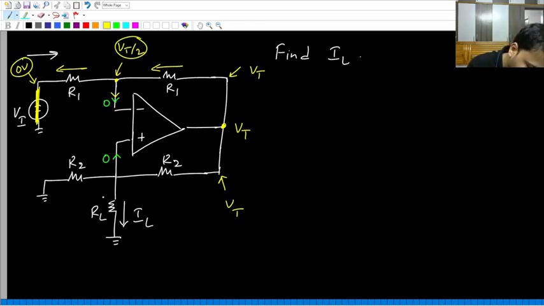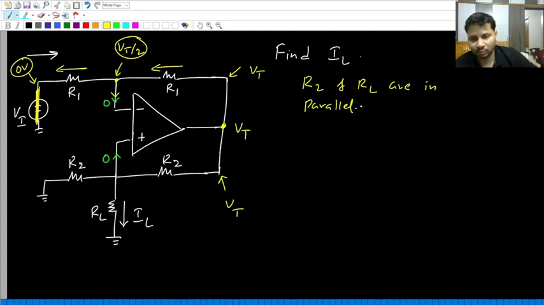Okay, coming to the bottom part of the circuit. If you observe, please look at R2 and RL. Are they not in parallel? I am saying R2 and RL, they are in parallel.